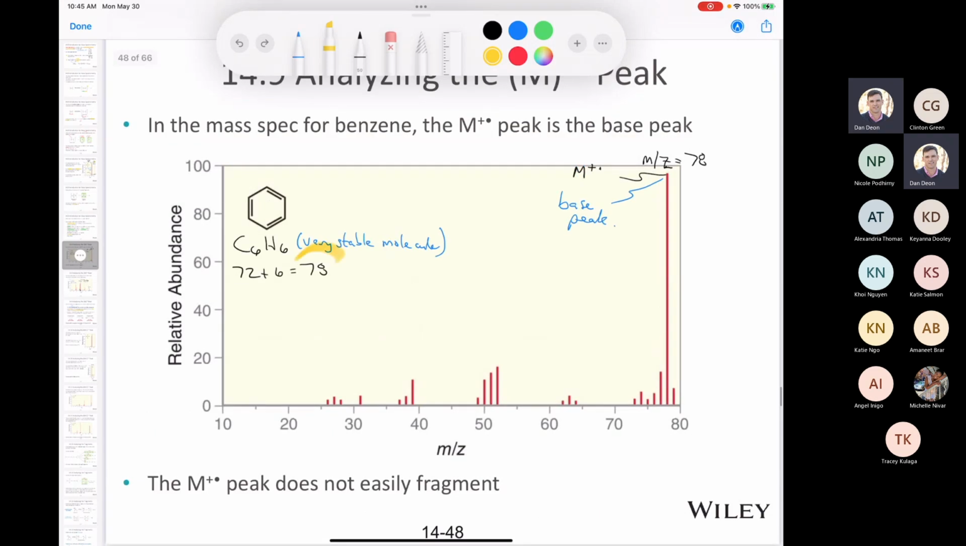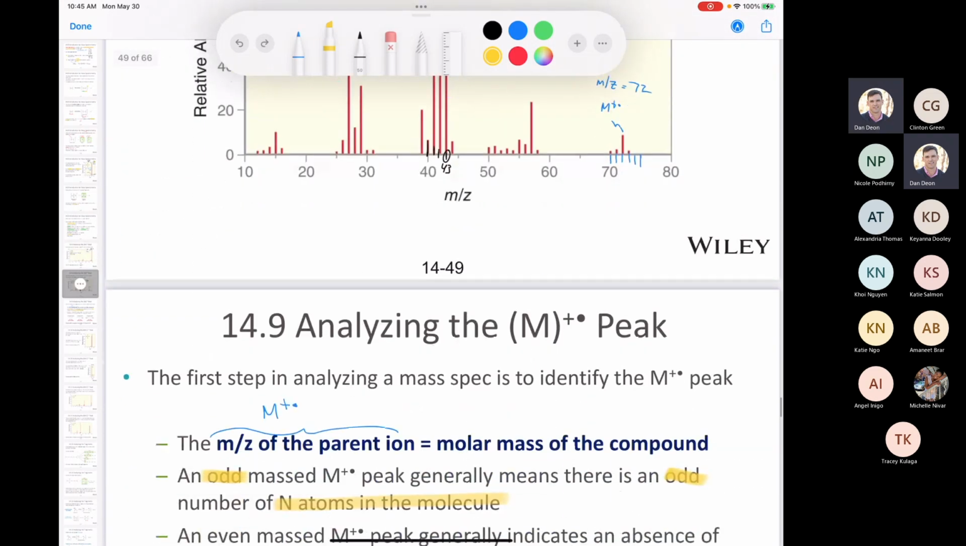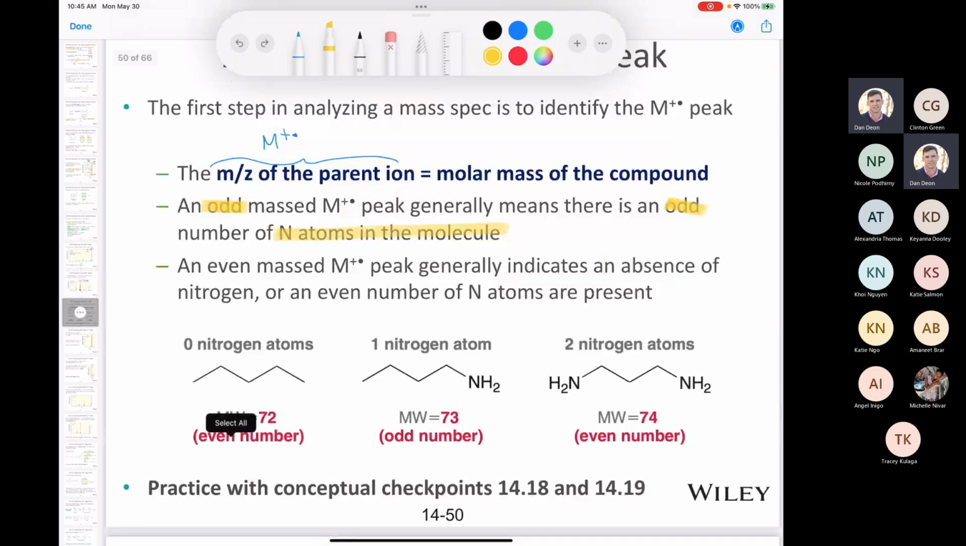You go back to benzene, it had an even mass, it didn't have any nitrogens. But check this out. If you look at this compound here, it's got one nitrogen in it and it's got an odd mass. Take a look. This compound has no nitrogens. It's got an even mass. Well, you might be looking at this compound down here and say, well, that's got an even mass and it's got nitrogen, but hold on, there's more.